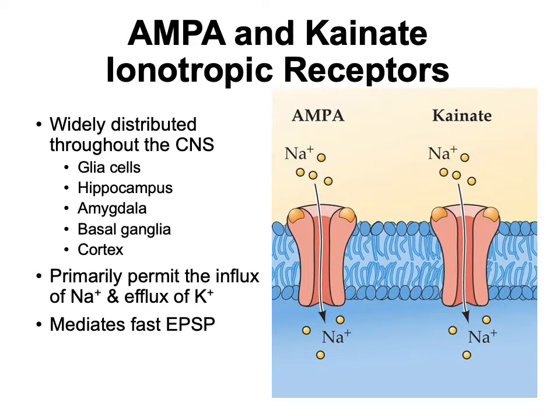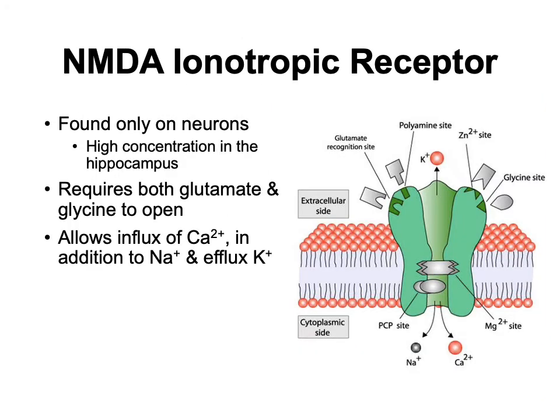These ionotropic receptors of glutamate, AMPA and kainate, are responsible for mediating fast EPSPs, excitatory postsynaptic potentials. NMDA ionotropic receptors are a little bit different. They're only found on neurons, in very high concentration in the hippocampus, but they're found on all neurons in the CNS.